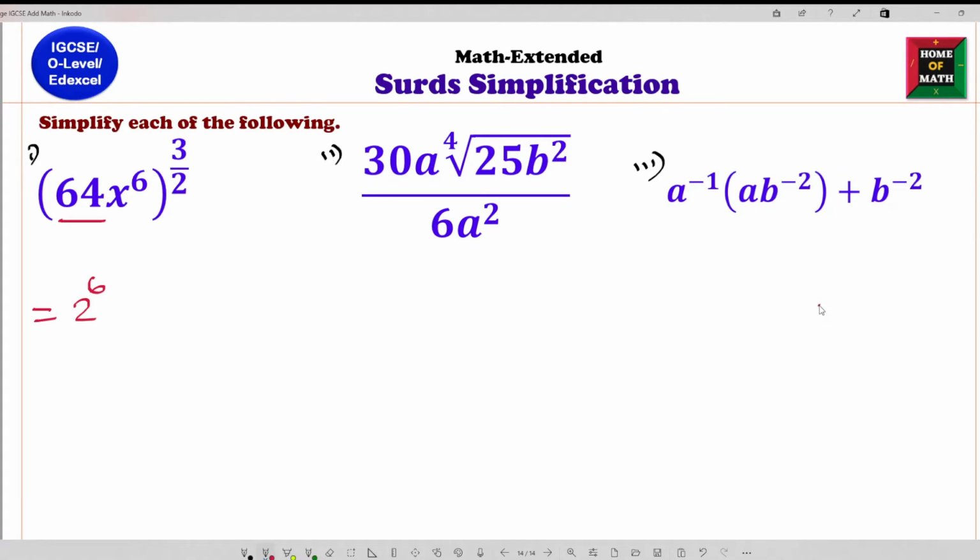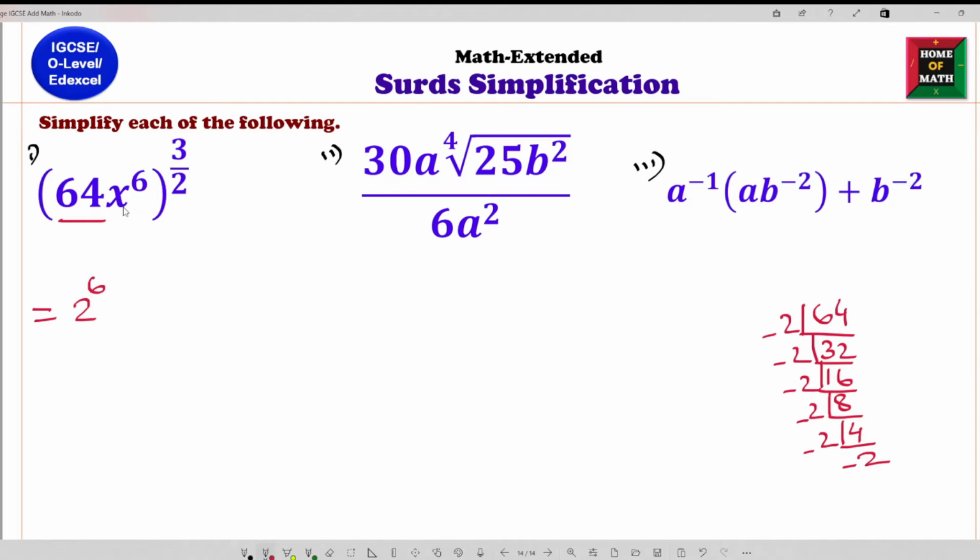How? 64 we can divide by 2, it will be 32. Then we divide by 2, it's 16. Again divided by 2, it's 8. Divide by 2, 4. And finally divided by 2, it's 2. So 1, 2, 3, 4, 5, 6. 2 to the power 6 means 64.